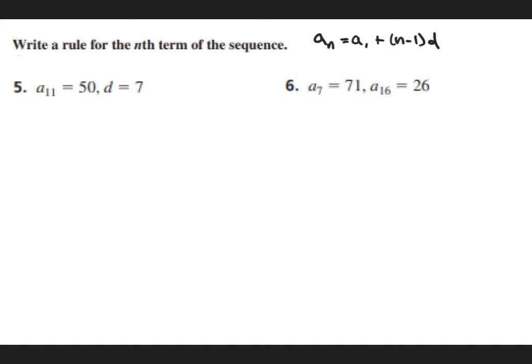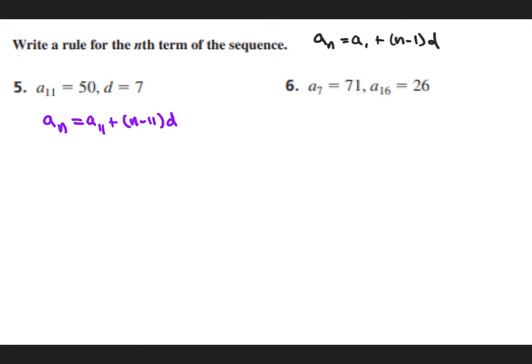Well, we look at this first problem here, and darn it, they didn't give us the first term. But one of the things I said was, hey, you don't always need the first term. You can use any term in place of the first term here, as long as you change this 1 in parentheses to match whatever that subscript is. So I'm going to make the formula a little bit different this time. I'm going to say a sub n equals a sub 11, because that's the one I'm given, plus n minus 11 times d.